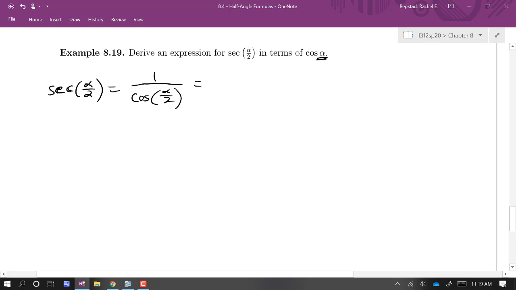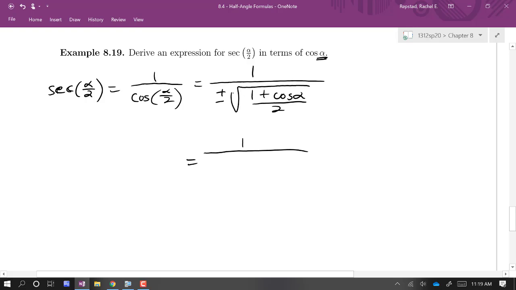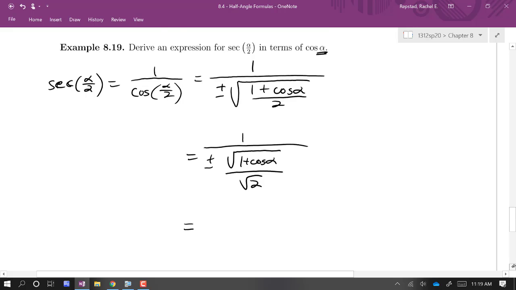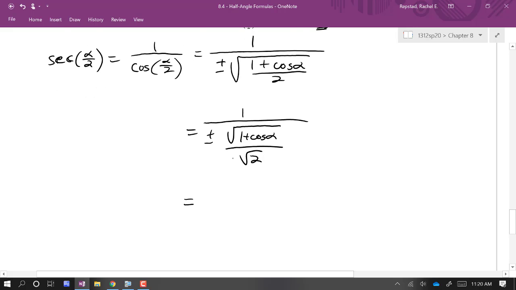So I've got cosine alpha over 2 in the bottom, so I'm going to use the half angle identity there. If you look on the first page of this section, this will be plus or minus the square root of 1 plus cosine alpha over 2. Now I've got a fraction inside a radical. We can split up that radical over division, so we've got the square root of 1 plus cosine alpha over the square root of 2. And now I'm dividing by a fraction. And dividing by a fraction is the same as multiplying by its reciprocal, so instead of 1 divided by that fraction, I'm going to have 1 times plus or minus root 2 over root 1 plus cosine alpha.